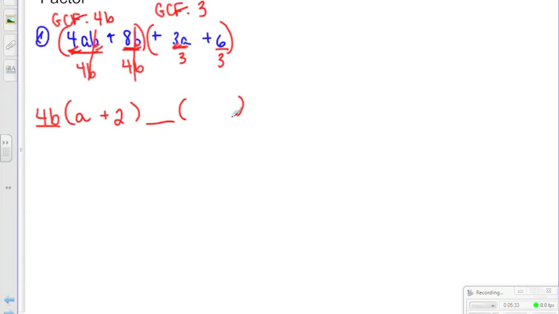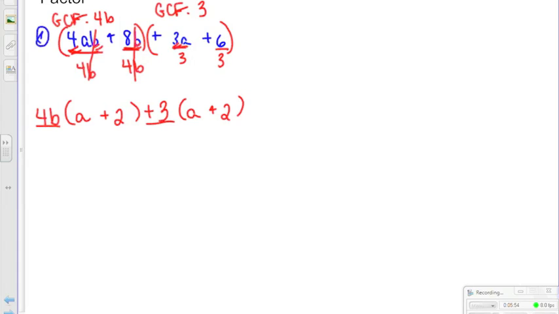Now here's where your signs have to come into play. If it's a positive 3, then I need to drop down plus 3 as my GCF, because plus 3 means it's positive 3. And now we divide our second parenthesis. So 3 divided by 3 is 1. I don't have to show it, but I can drop down my A. Plus 6 divided by 3 is 2.